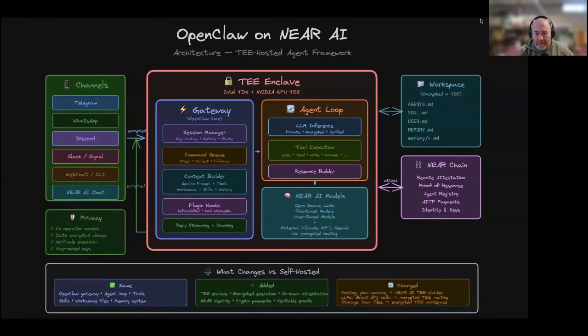I'm not going to go through all this. I'll share this as well, for anyone who wants to see this, and we'll post this online. This is a full overview of the architecture here of how OpenClaw runs on Near AI. It breaks down how this all fits together, what's actually private, where all the encryption is coming from, and stuff like that. So I'll absolutely share that later.